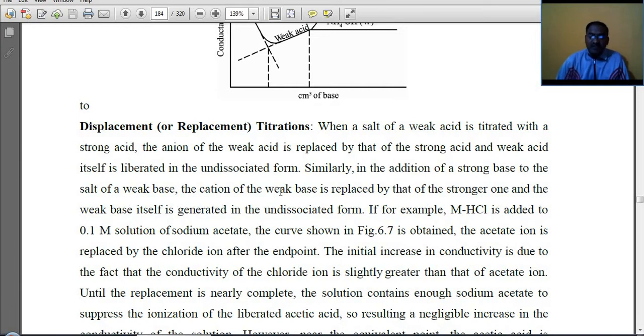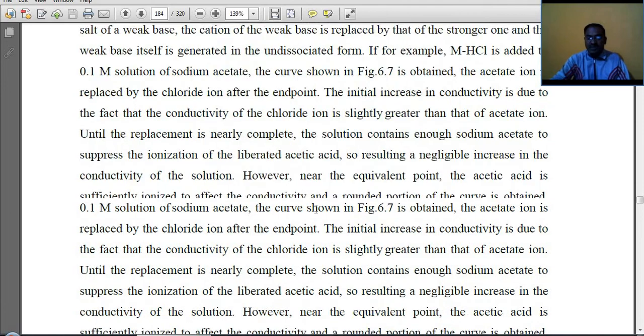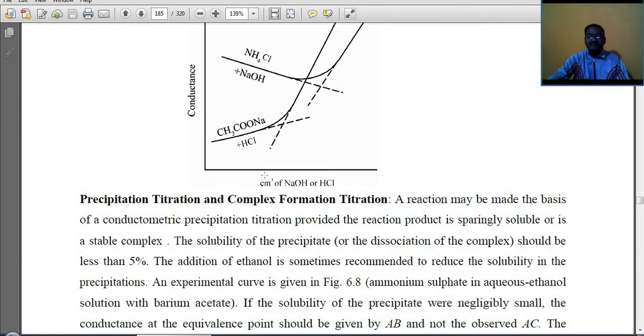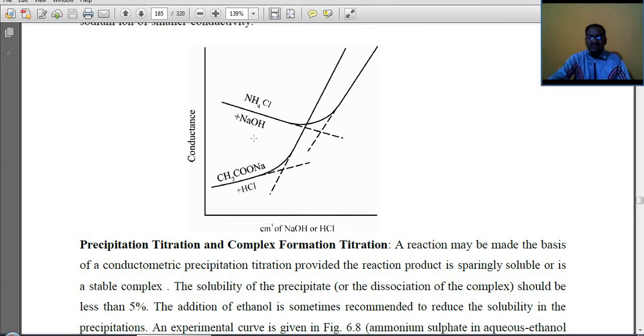For example, we take a strong acid, HCl, added to sodium acetate. The curve is observed like that. Here, this is what? Strong acid. This is weak acid. This is strong base. This is weak base. Generally, the conductance curve appears like that.